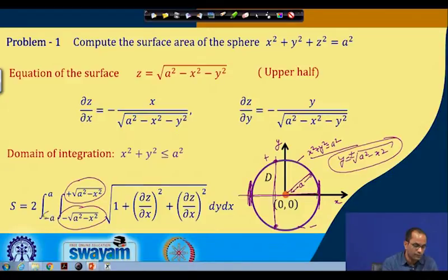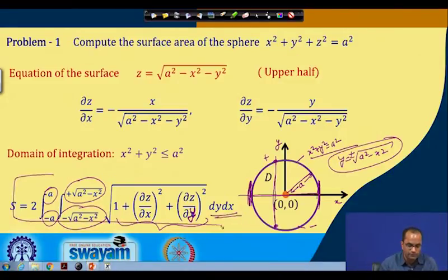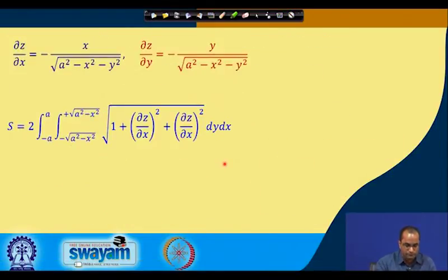So, minus a to plus a, and then this integrand which is square root of 1 plus z x whole square plus z y whole square, and then dy dx. So, that is the surface integral we want to now compute, this double integral, which will give us the surface area of the sphere. So, that is what we have now.